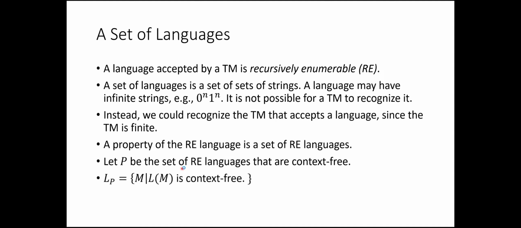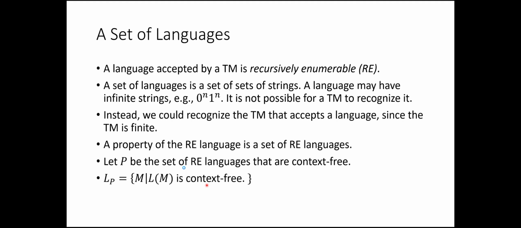But when we want to say P is decidable or undecidable, we cannot just use the original P as a set of languages, because as I said, the TM cannot recognize the languages themselves. But we can recognize the TMs that represent those languages. So L_P is the language for this property that contains all the Turing machines M whose language L_M, the language accepted by the Turing machine M, is context free.